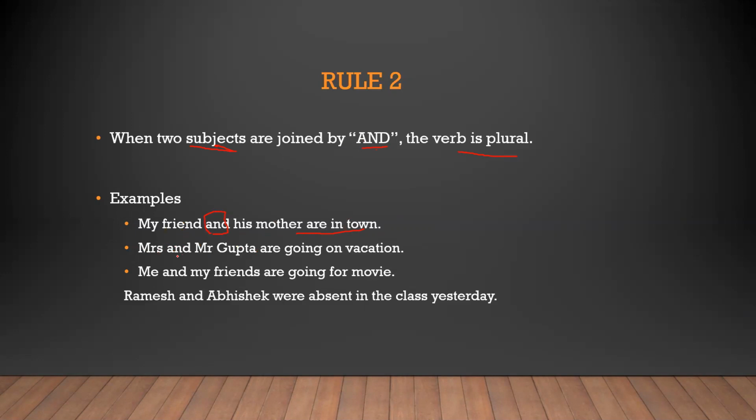Mr. and Mrs. Gupta are going on vacation. Me and my friends are going for a movie. So these are what? Plural, like two subjects coming together, joined by and. So they are taking the plural verb. Ramesh and Abhishek were absent, right, in yesterday's class. So I hope that this is clear. The second rule is clear to you, that when two subjects are joined together with the help of the conjunction and, they take the plural verb.